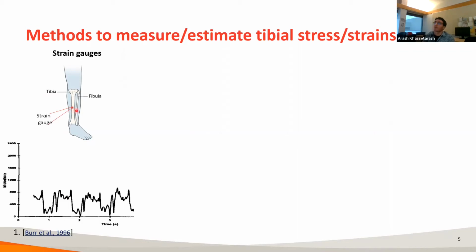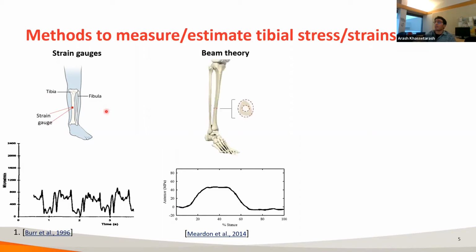Attaching and detaching the strain gauges requires surgery, which further complicates the data collection, and a large-scale study is highly unlikely to happen in this case. Another method to estimate the tibial strains or tibial stresses is to use beam theory by modeling the tibia cross-section as a hollow ellipse, for example, here in the 1/3 distal end of the tibia. And by accounting for contact forces and muscle forces and equilibrium, we can calculate the stresses within this region.